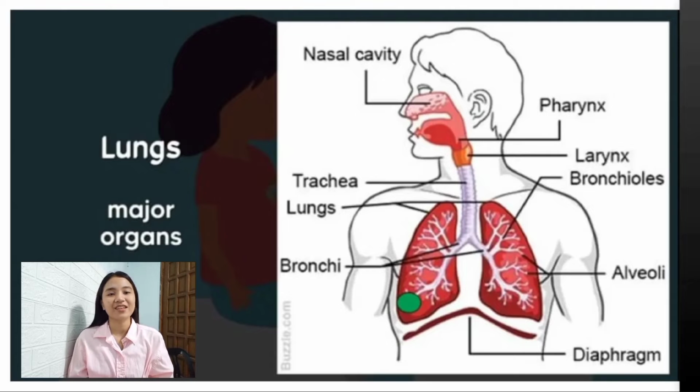These processes are all housed in our lungs because they are the major respiratory organs of the respiratory system. They are the pair of large spongy organs found in the chest cavity. Breathing is a mechanical process wherein air goes in and out of the lungs because of the air pressure difference. That's all for the parts of the respiratory system and its function.